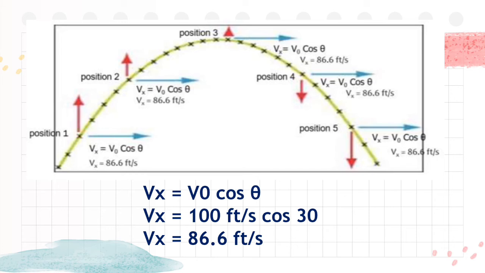And if you can see on the image flashed on your screen, the horizontal components at positions 2, 3, 4, and 5 are all the same. It is because the horizontal component of the velocity is constant at any given position. This means that it moves at the same speed along the horizontal. Thus, it does not accelerate in this direction.